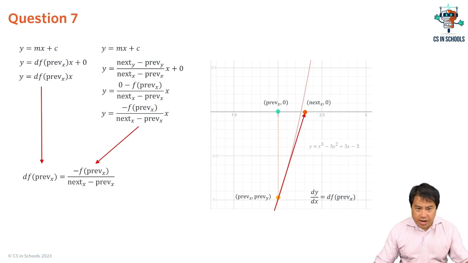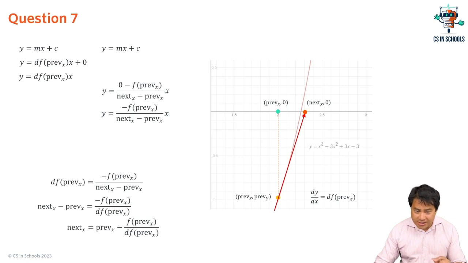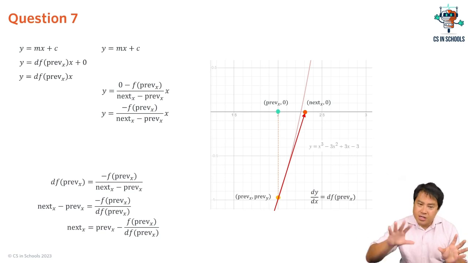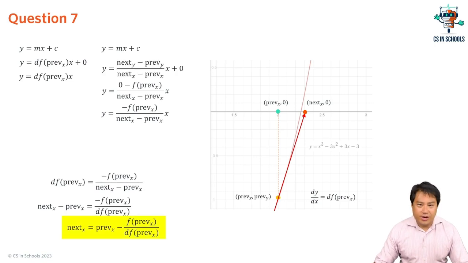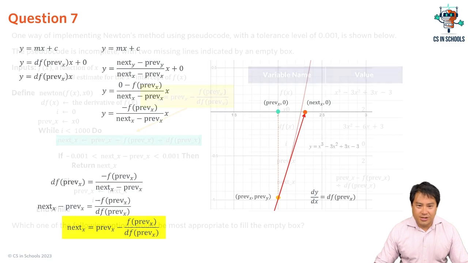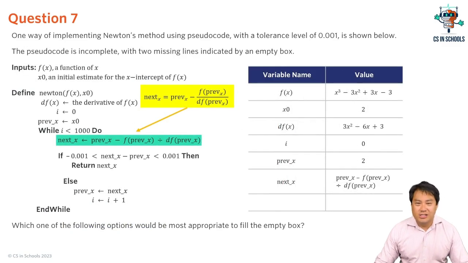And if we rearrange that equation so that we express everything in terms of next x, because that's what we're trying to find, isn't it? We're trying to find what the next estimate of x is going to be. So we're going to rearrange all of the unknowns so that we can find what next x is. We get next x is equal to previous x minus f of previous x divided by the derivative of f at previous x. And if we extract that formula out, we can see that is exactly what is represented there in the pseudocode. So that's an explanation of that line of pseudocode.